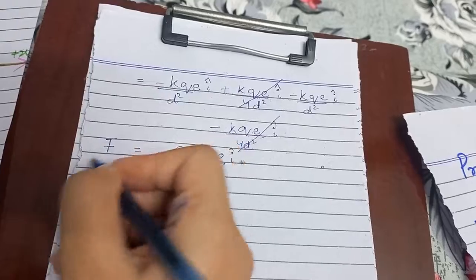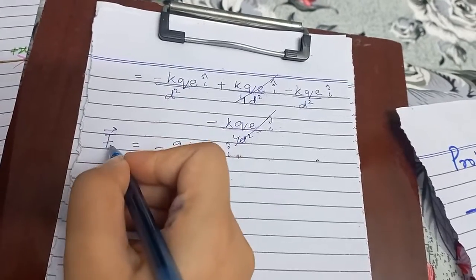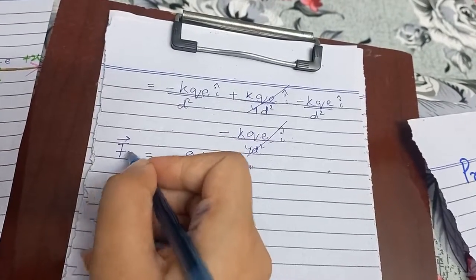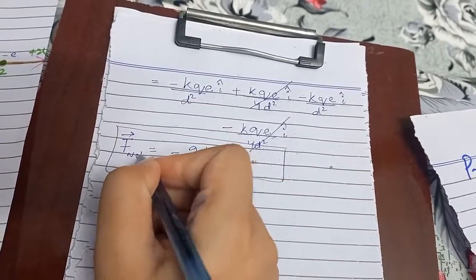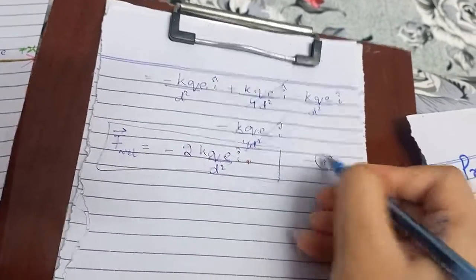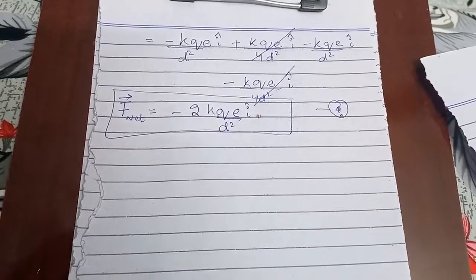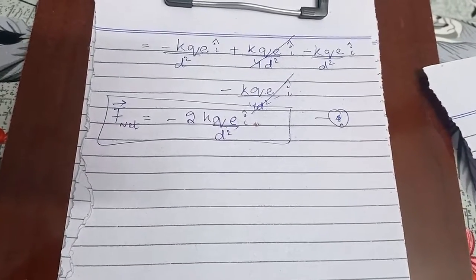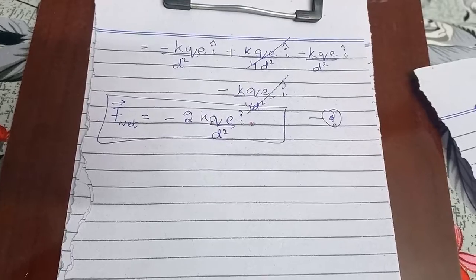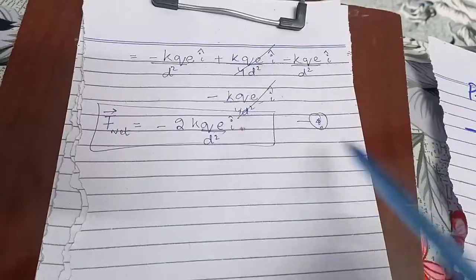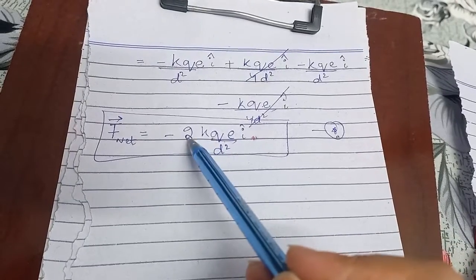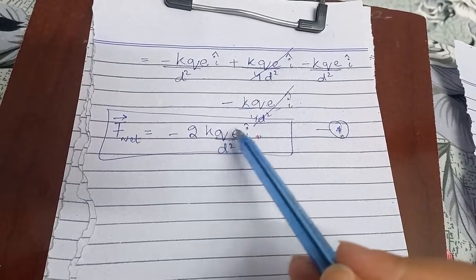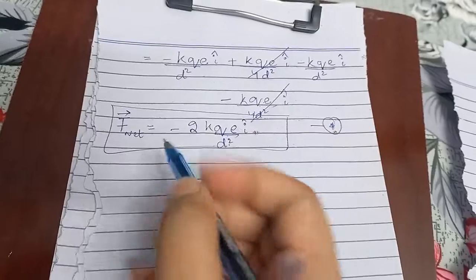This is the net force in the first situation. Here the negative sign shows the direction of the force, like where the net force will be, and the magnitude of the net force is given by 2k q e over d square. Okay, this is the magnitude.